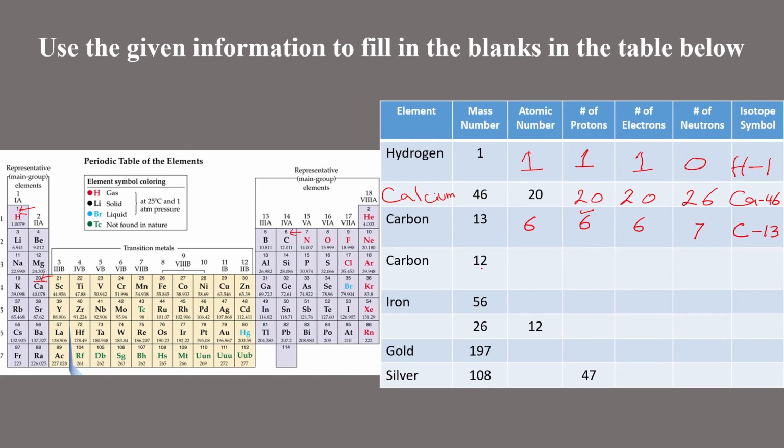Next we have carbon 12. Again, its atomic number is going to be 6. Its number of protons will be 6. Number of electrons will be 6. For number of neutrons, you will subtract number of protons out of mass number. So 12 minus 6 will be 6. And the symbol that we write is carbon 12, like this.